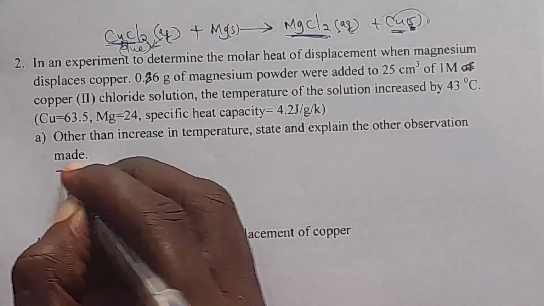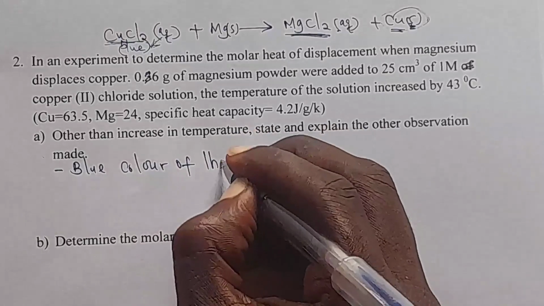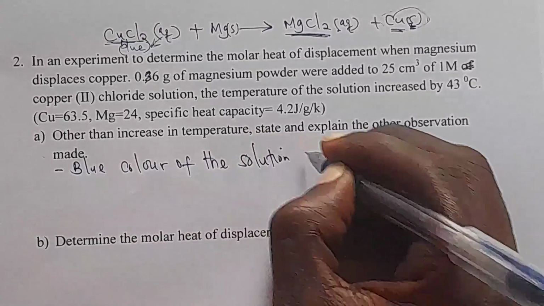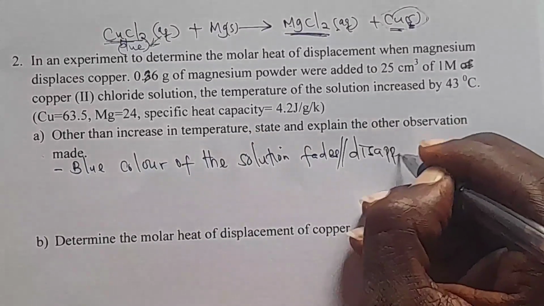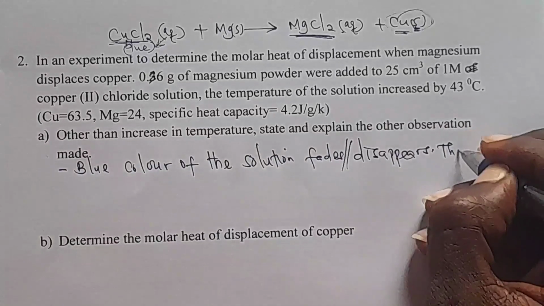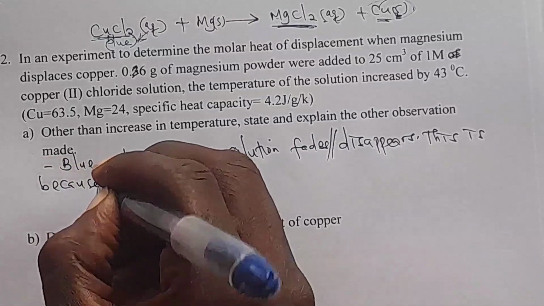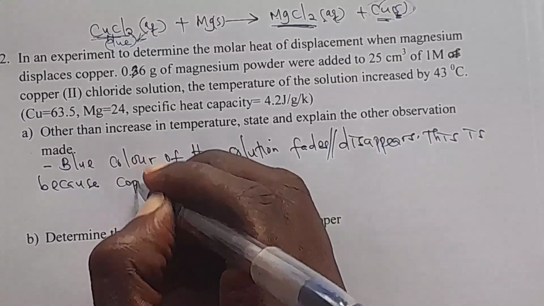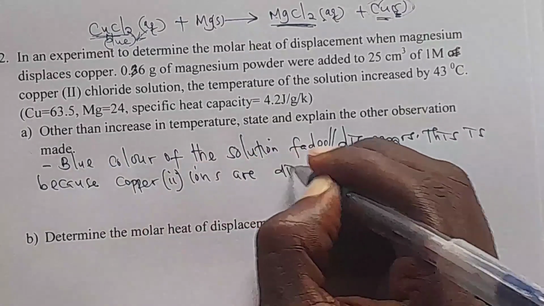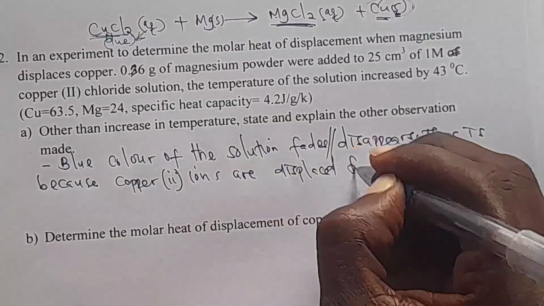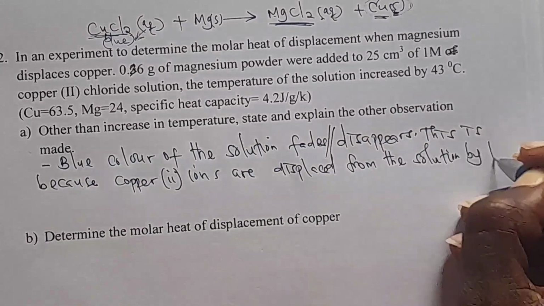So let me just write one, so we can say blue color of the solution fades, or you can say as well as disappears. Reason, because you have to explain. This is because copper 2 ions are displaced from the solution by the magnesium.